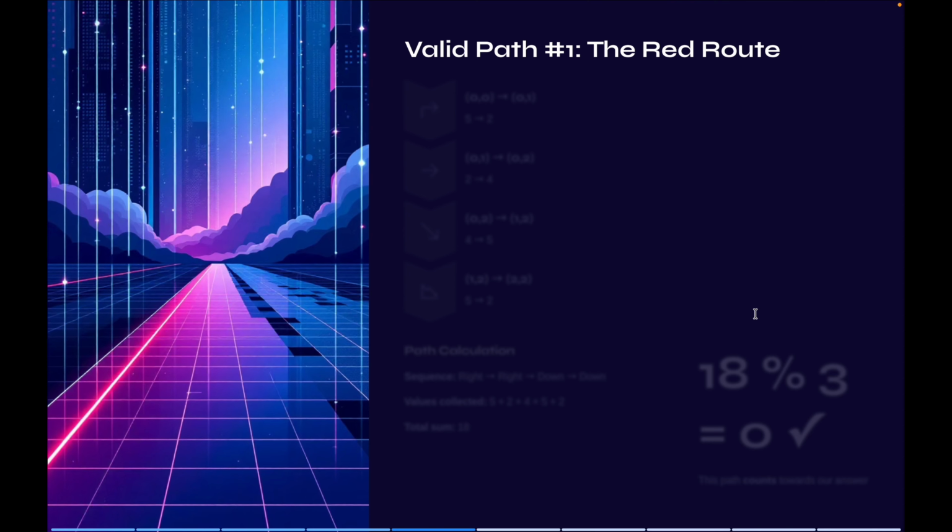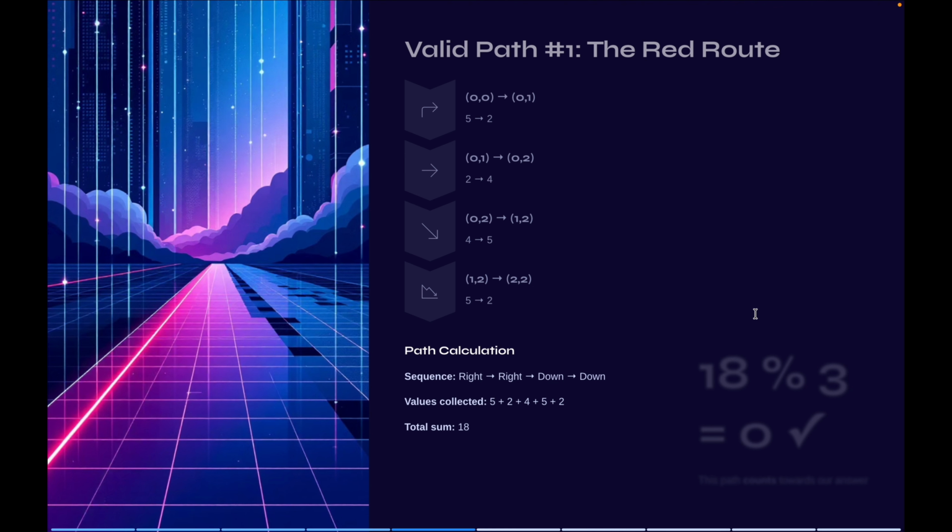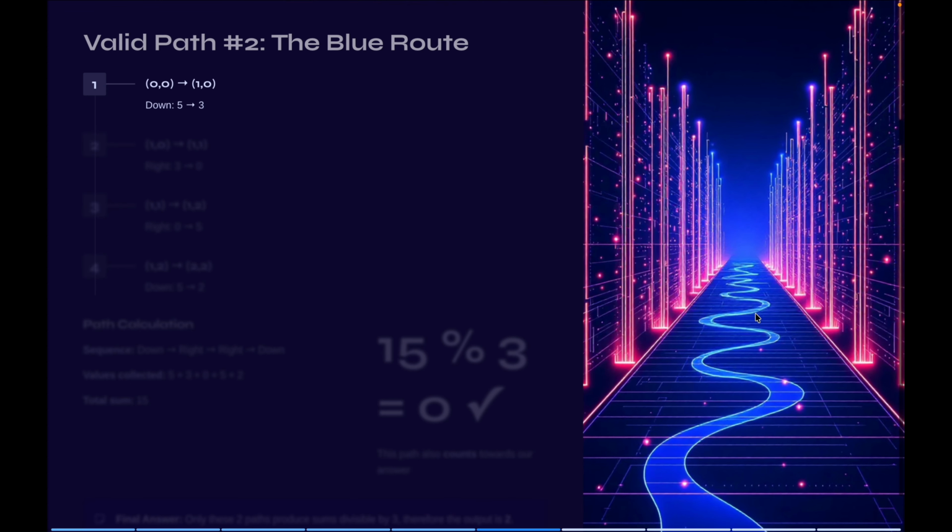So let's try to understand the valid paths that we have been given in the example. So this is a red route, we can say. It started at 0 0 and goes to 0 1, then 0 1 to 0 2, then 0 2 to 1 2, like that. So if you calculate the path sum, we will get 18. If you take it modulo 3, you will definitely get 0, which is our answer.